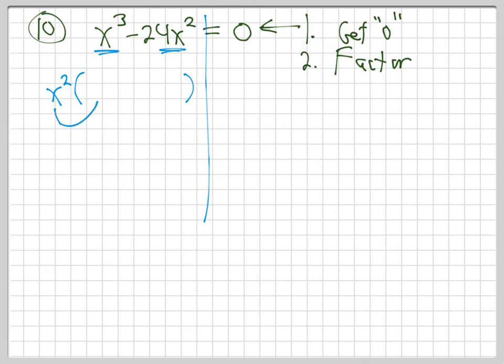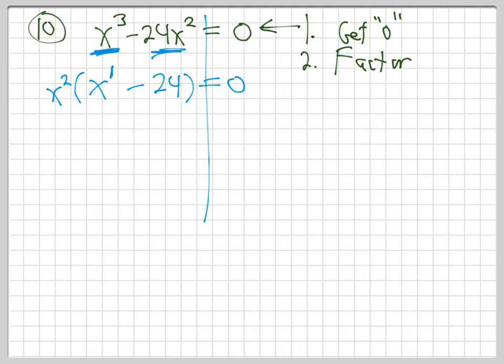So x squared times what will go back to x cubed? X, because the invisible 1 power will add, right? And x squared times what will go back to minus 24x squared? Minus 24. Good to there. So that was all from last time. If you're rusty with that, you need to spend some time with the tutor on really getting that last section of factoring down. Factoring is really important. All right, let's keep going.